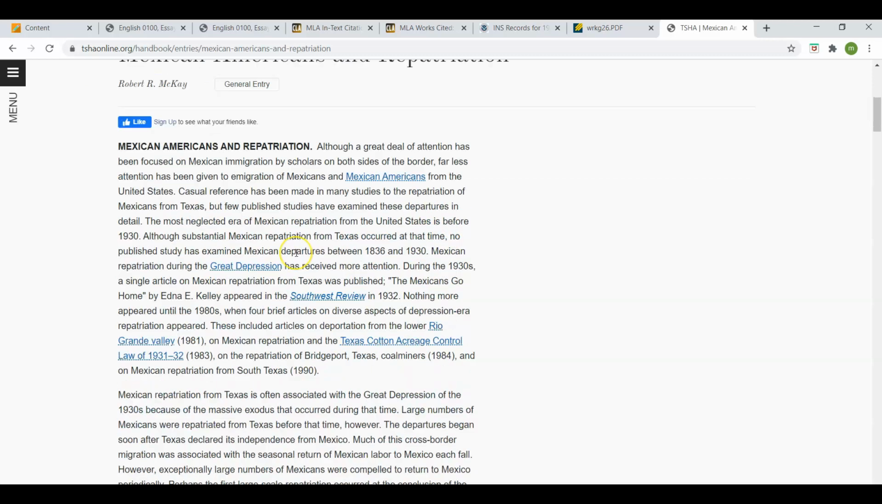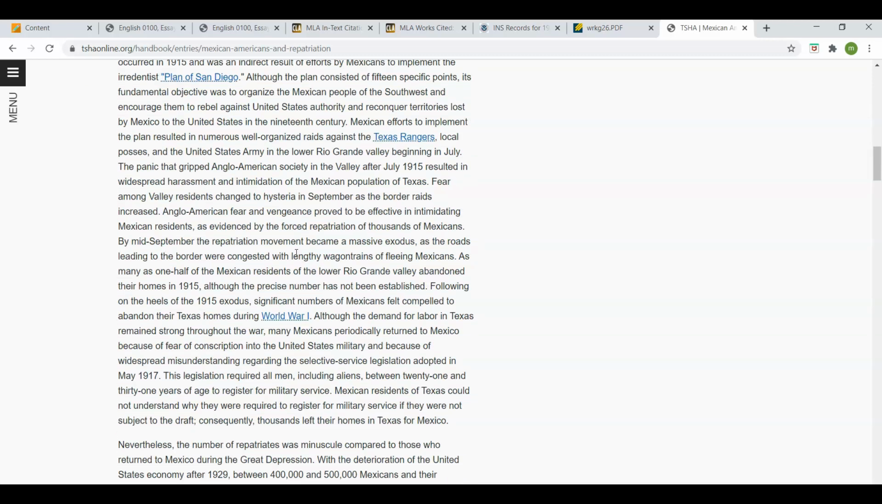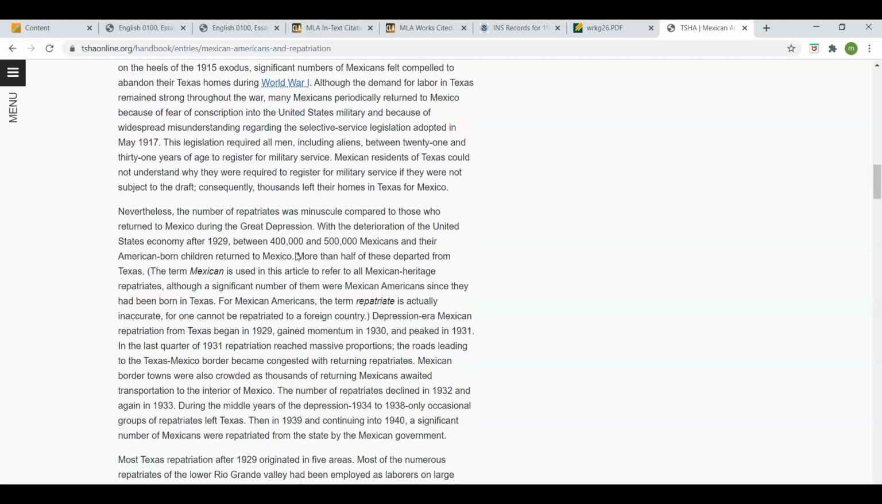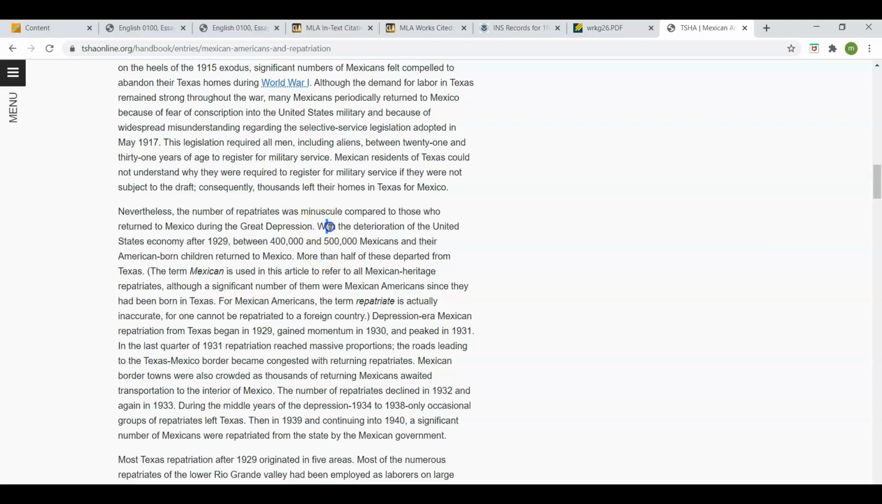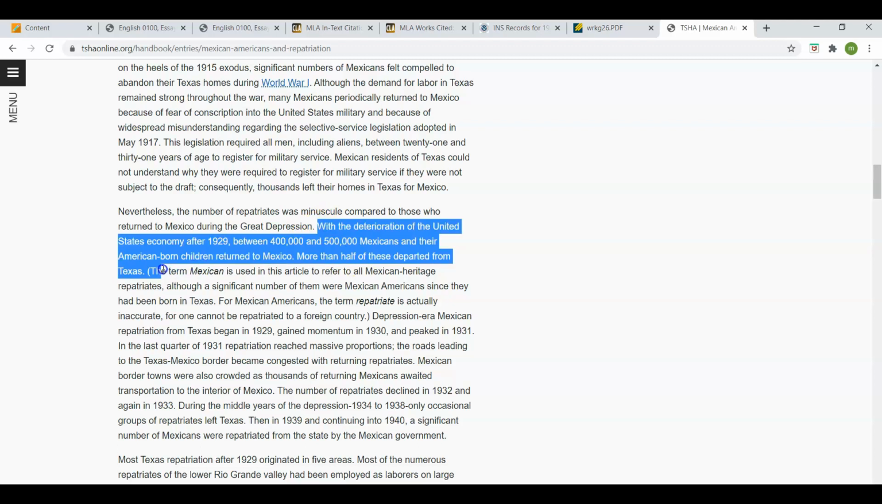So my quote for this one came from right here. With the deterioration of the United States economy after 1929, between 400,000 and 500,000 Mexicans and their American-born children returned to Mexico. I quoted that. But actually, I quoted from here all the way to, let's see, I think I quoted, yeah, more than half of these departed from Texas. I quoted that.